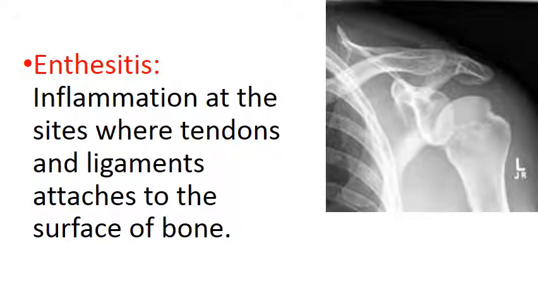Then what are the other clinical complications? One is enthesitis. Enthesitis means inflammation at the sites where the tendons and ligaments are attached to the surface of the bone. Here you can see the inflammation around the shoulder joint. It is a common condition which we can identify if any person comes to the clinic with shoulder pain. So the first suspicion might be enthesitis, inflammation at the sites where the tendons and ligaments are attached to the surface of the bone. And in this picture you can identify the lateral part, where you can see the inflammation. Okay, so that is one condition.